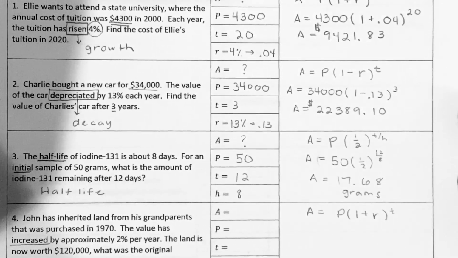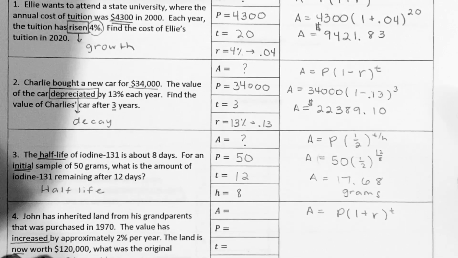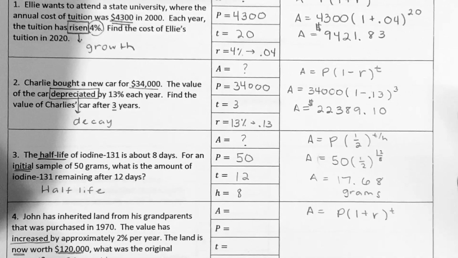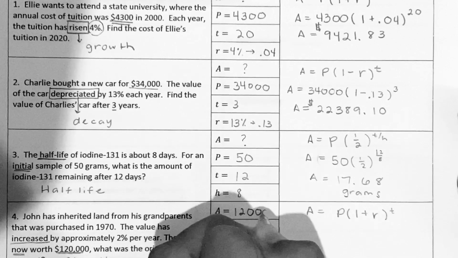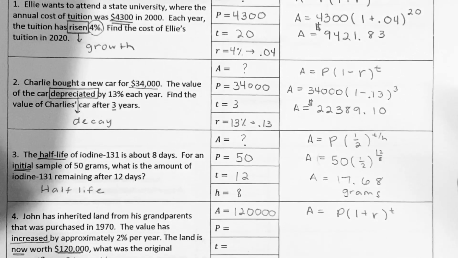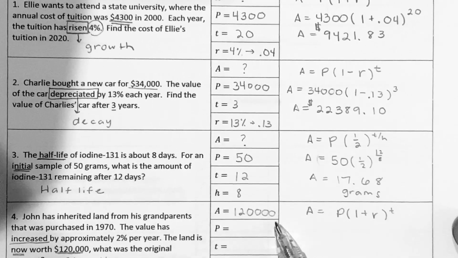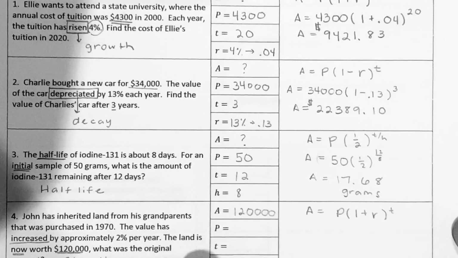All right, so this I said was different. And the reason it's different is because it says it is now worth. The current value of the house is $120,000. So that is our A value. That is what it's currently worth at the end of those years that have gone by. So that's $120,000. That's what our A value is. It's 2%, so our rate is 2%. Dividing by 100 is 0.02.